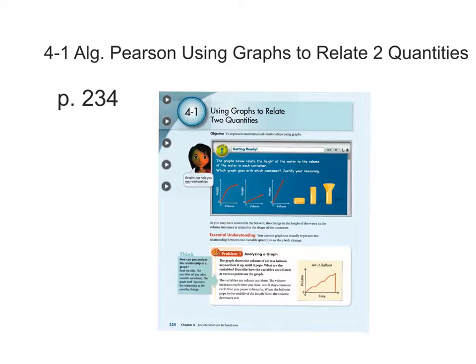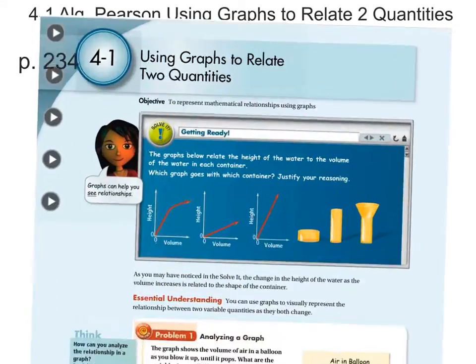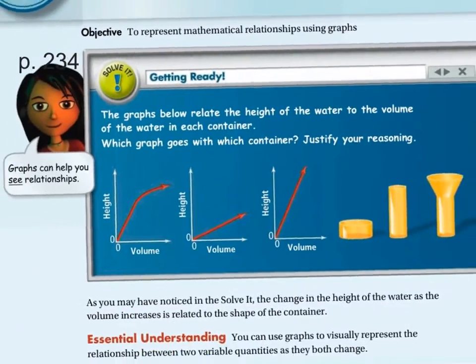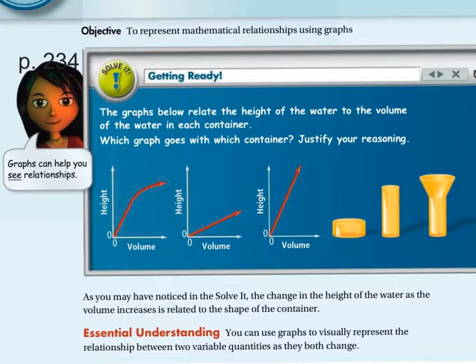Page 234, starting lesson 4.1, is on using graphs to relate two quantities. So if we look at the top of the page, we have graphs that are relating the height of the water to the volume of the water in each container. The question is, which graph goes with which container, and justify your reasoning.